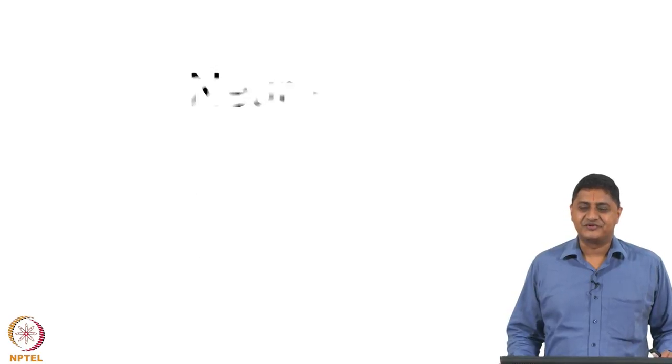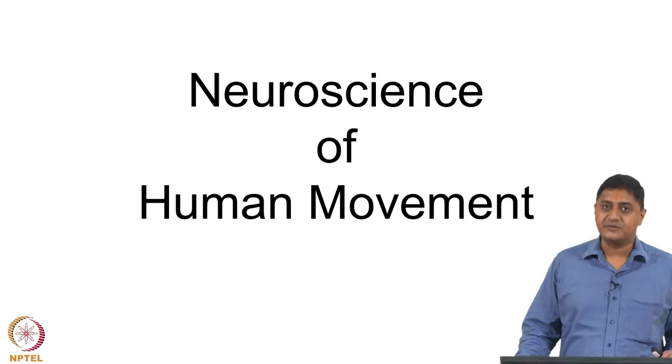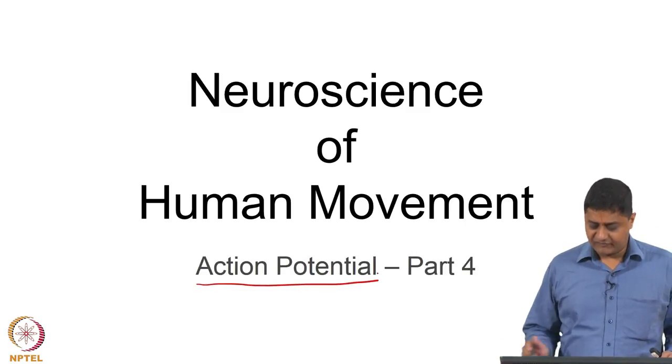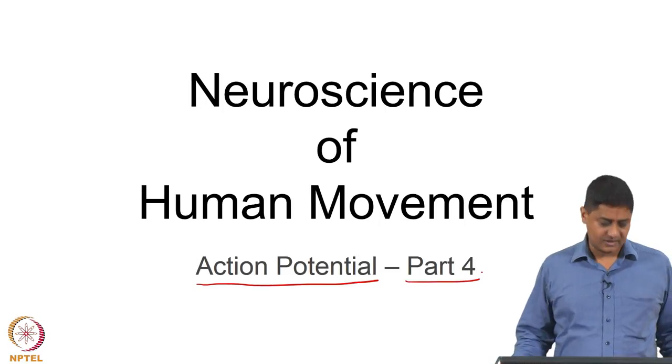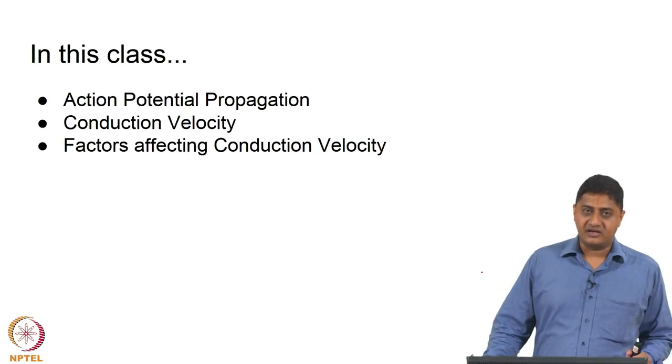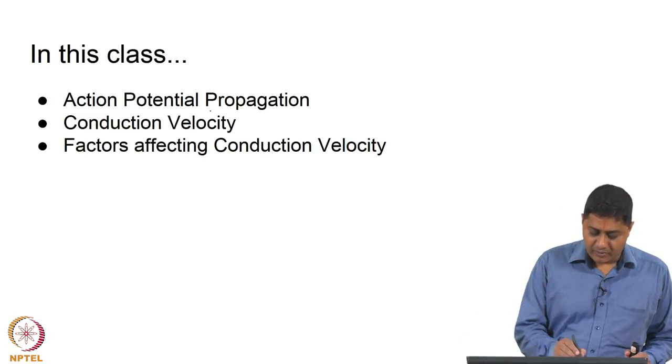Welcome to this class on neuroscience of human movement. In this class, we'll be talking about action potential. So, this is part 4 of our discussion on action potential. In this class, we'll be talking about an important property of action potential, which is propagation.